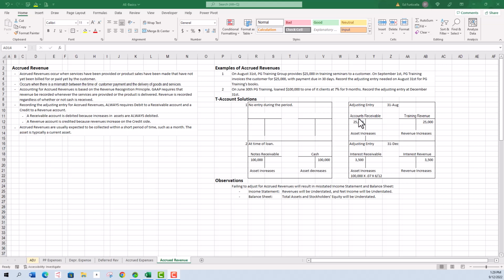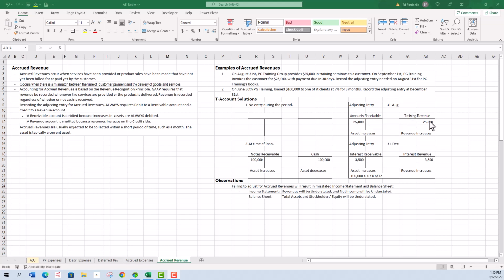We're debiting accounts receivable because accounts receivable is an asset. It's an asset that keeps track of what people owe us. Accounts receivable represents our right to claim funds from customers that we have provided services to. So it's an asset. Assets increase on the debit side. We debit accounts receivable for $25,000. Because we'll collect this usually within 30 days or so, accounts receivable is typically always a current asset.